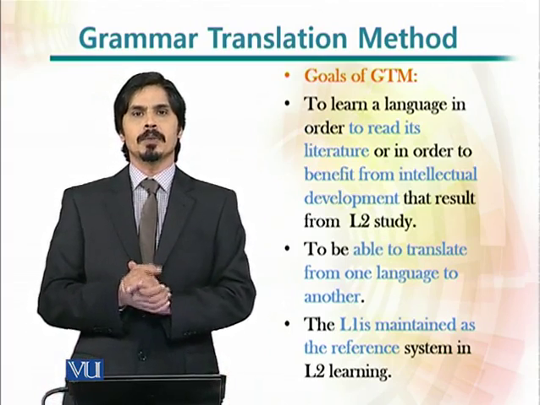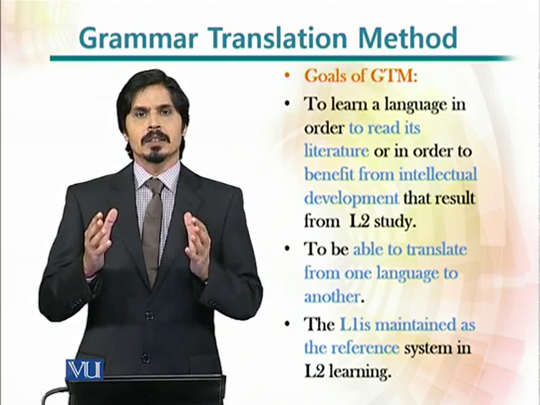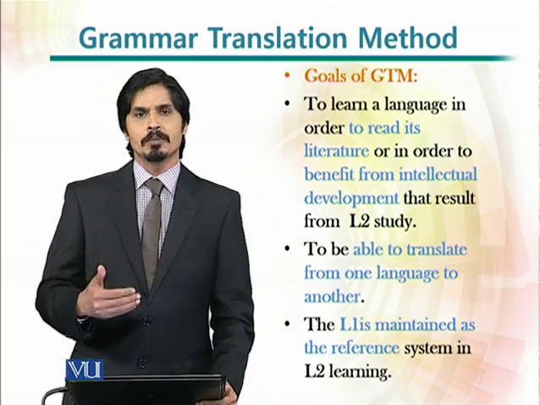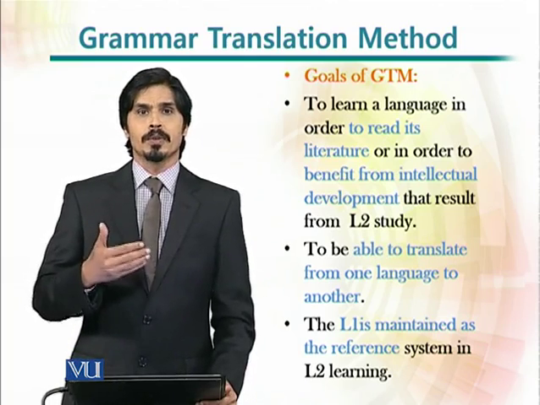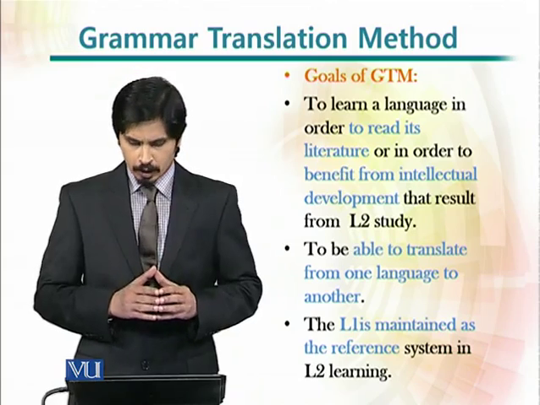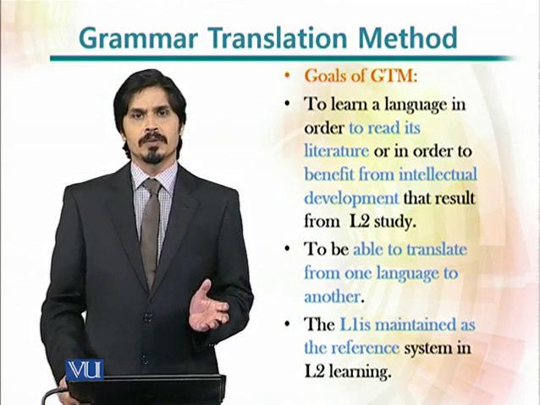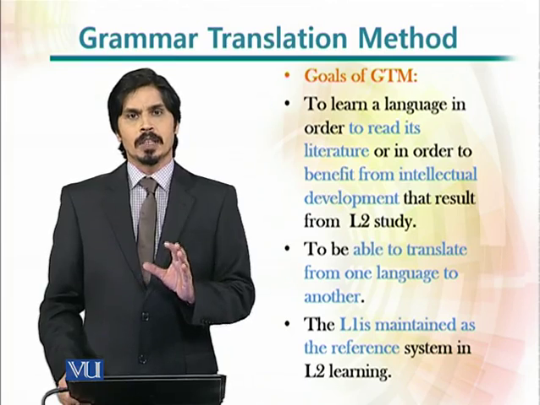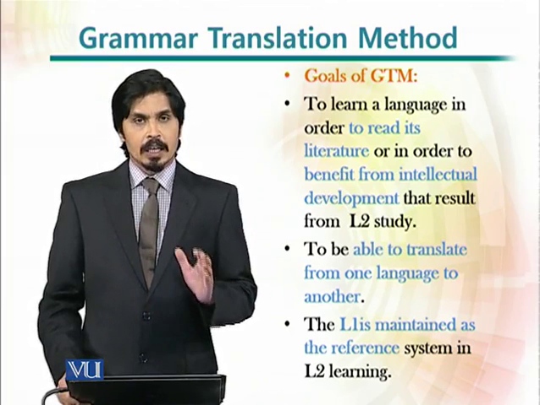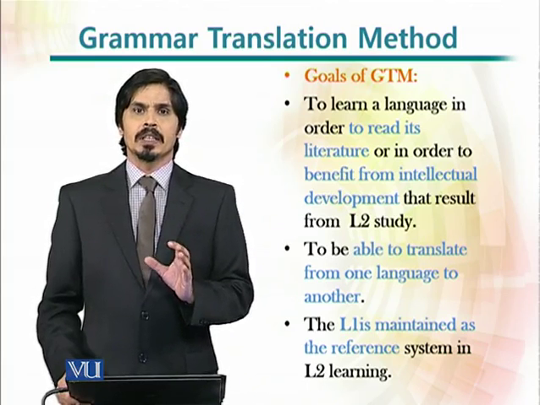We could see some of the important goals of grammar translation method include to read the literature of the target language. The learners who learn a foreign language aim to benefit from the intellectual development or the literature produced in the target language. It also focuses on the translation ability of the learners and believes that learners would be able to translate from target language to local language or from local to target language. Therefore, L1 system is maintained as a reference system in order to check the ability of the learners.